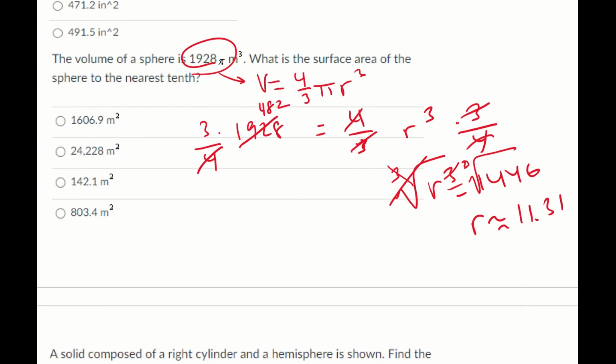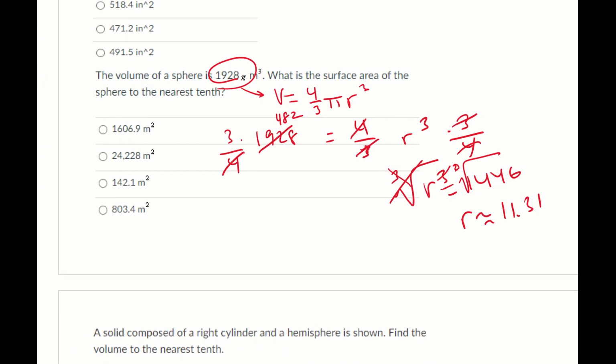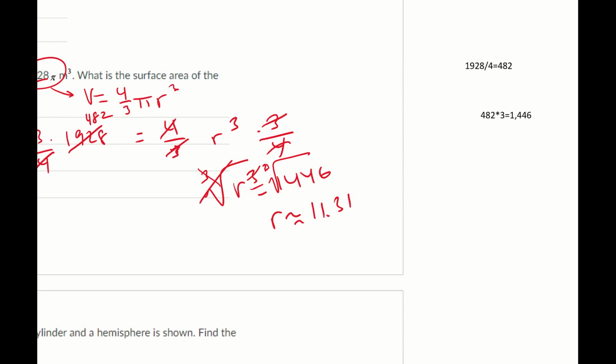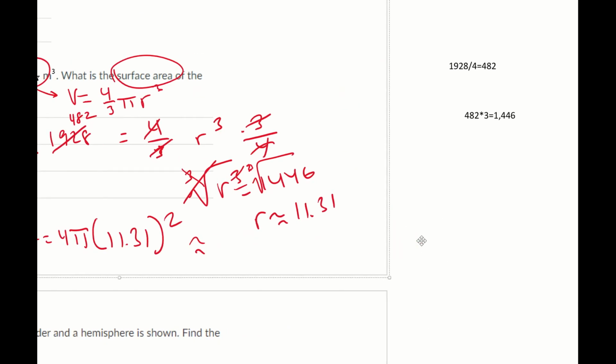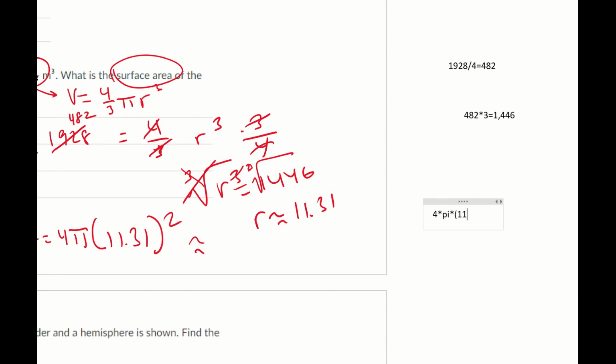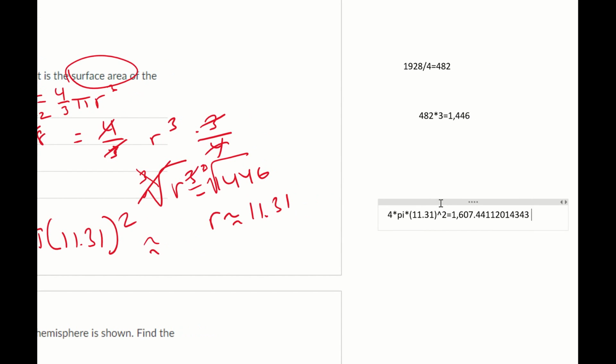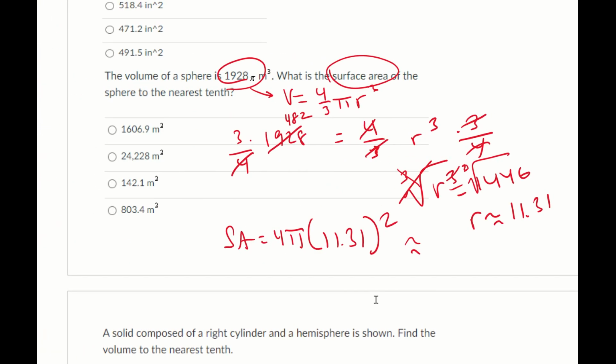And then we'll plug it into our surface area formula because we want to find the surface area. Okay, so surface area of a sphere is 4 pi r squared. So now we can plug in this and square it. And we'll go ahead and type that in. So we got 1607-ish. So there you go.